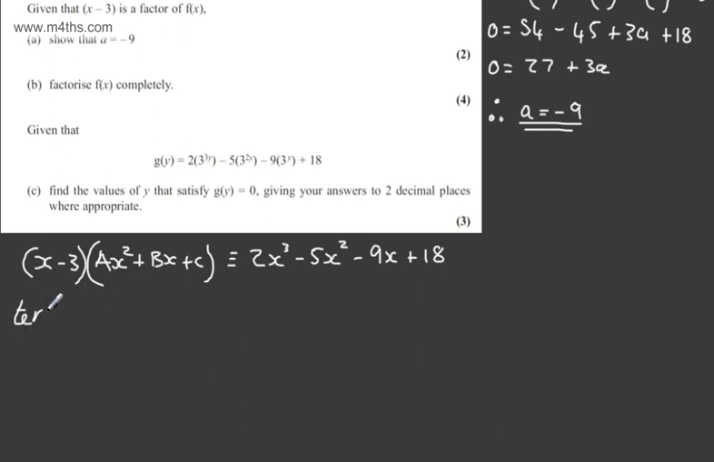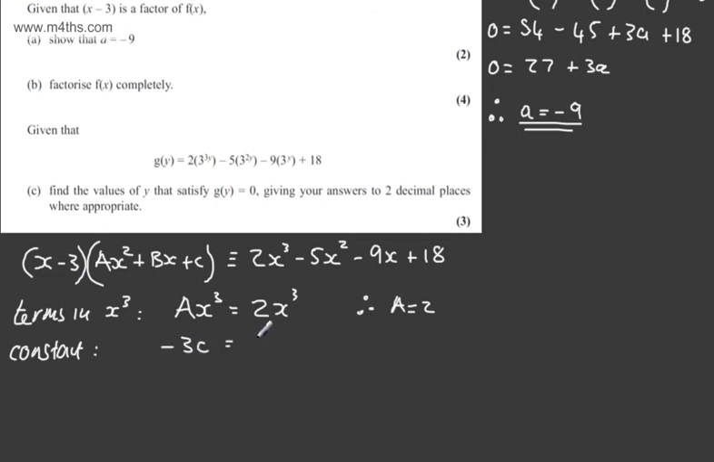If I look at the terms in x³, on the left hand side we're going to have ax³, on the right hand side we're going to have 2x³. Therefore we can state that a will be equal to 2. I'm now going to look at the constant. On the left hand side, we'll have −3c, and the constant on the right hand side is 18. At this stage we can say that c is equal to −6.